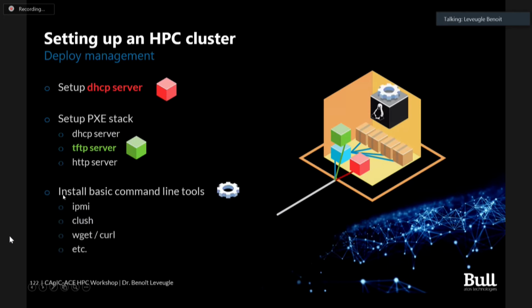Also, you will want to install basic command line tools. It's handy. So IPMI, remember, we have seen that just before. ipmitool to power off, power on, see the console, etc. Clush is to run parallel commands on all the nodes at the same time. wget to grab files, etc. It's just what you want, honestly. So just install all of this.